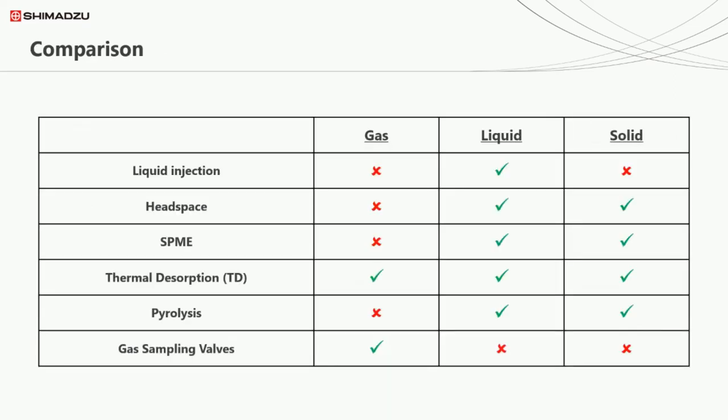As a reminder, here's a table outlining which sample techniques are generally appropriate for gas, liquid, and solid samples. But remember that many of these techniques have varying properties within the instrument itself. Pyrolysis and thermal desorption come in different versions and have multiple modes of operation. So if you're looking for new equipment, make sure you speak to a technical specialist about the application so you can make the right choice.